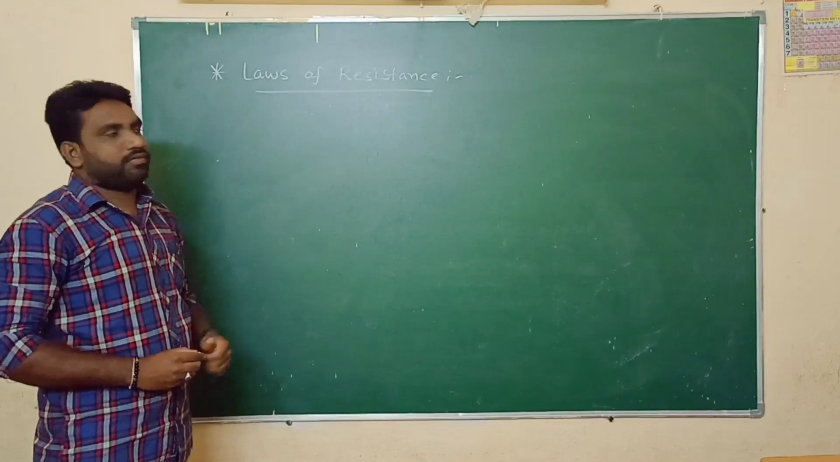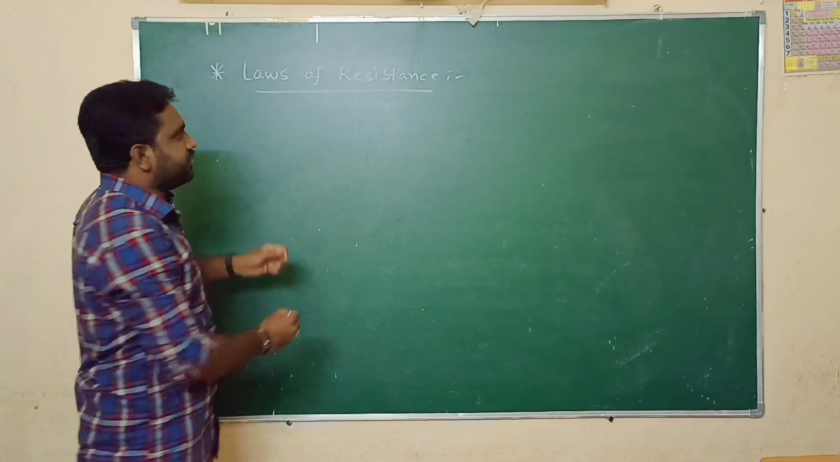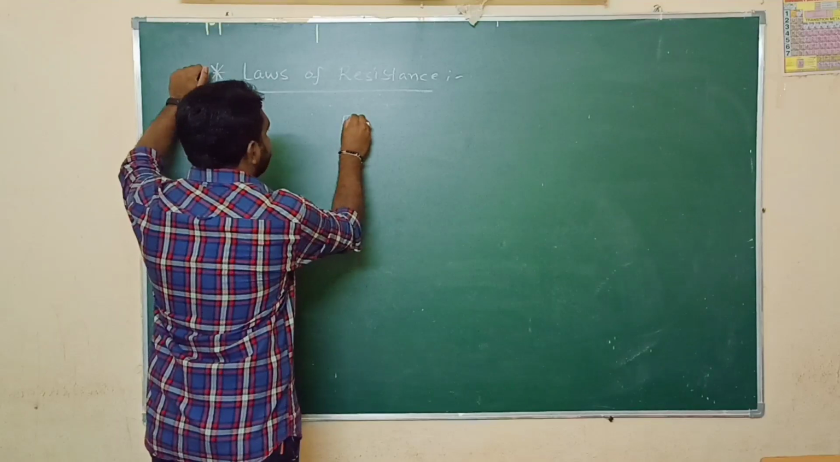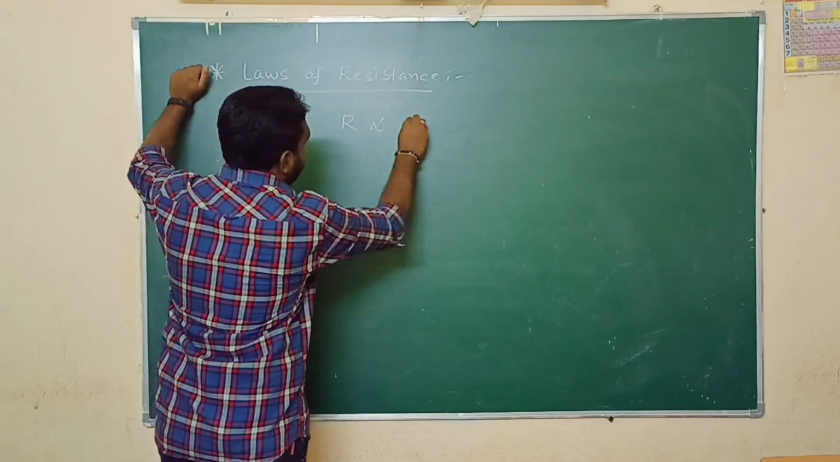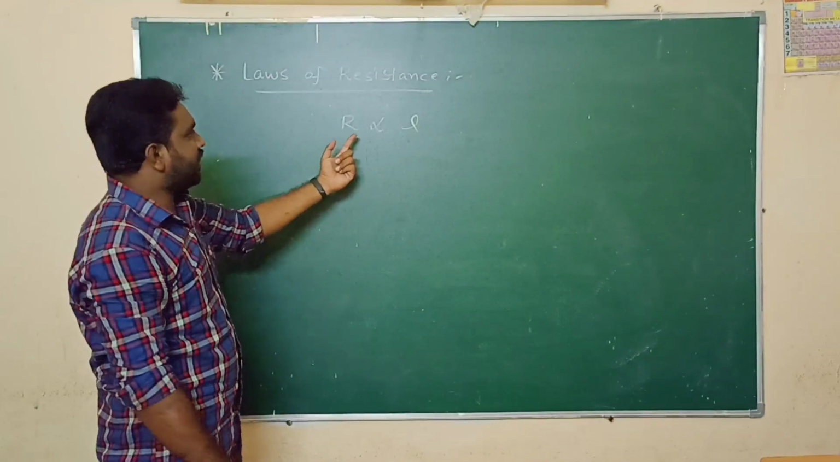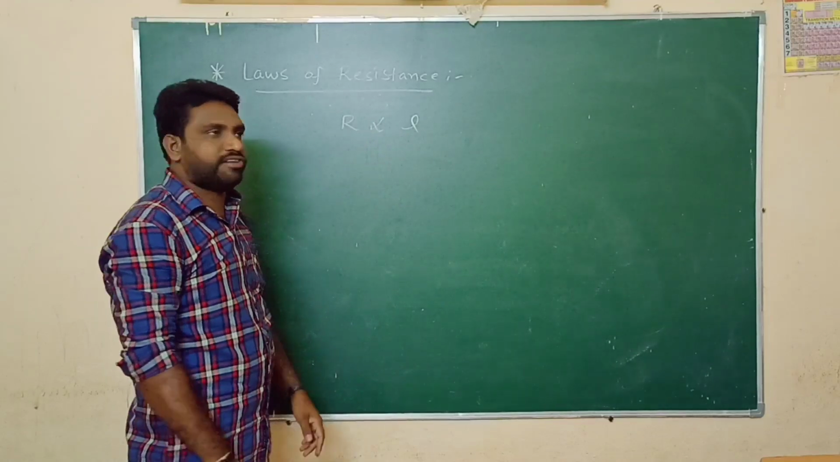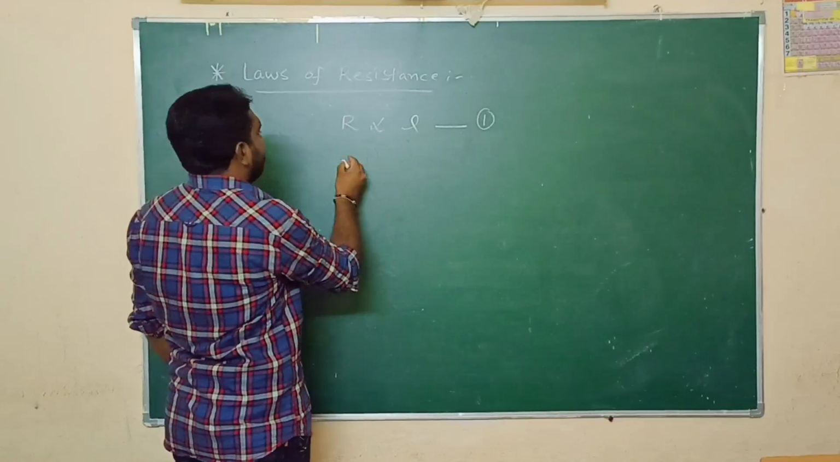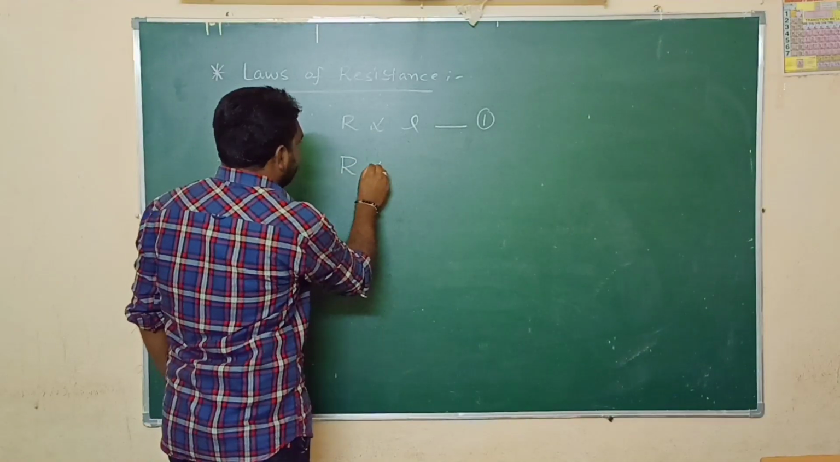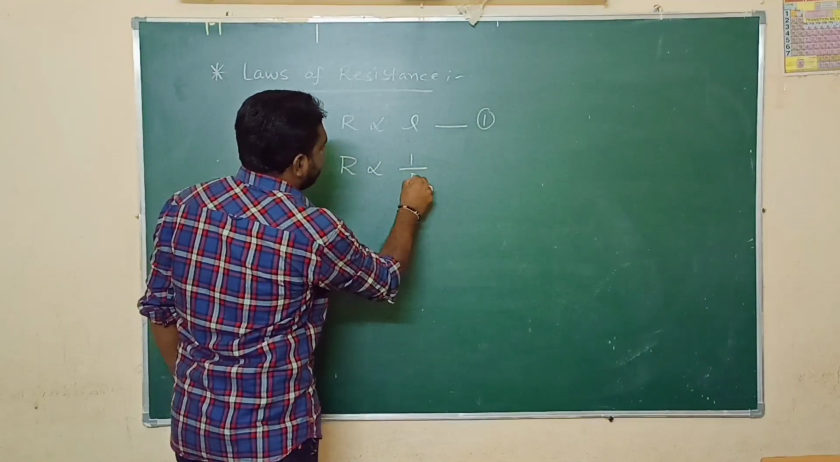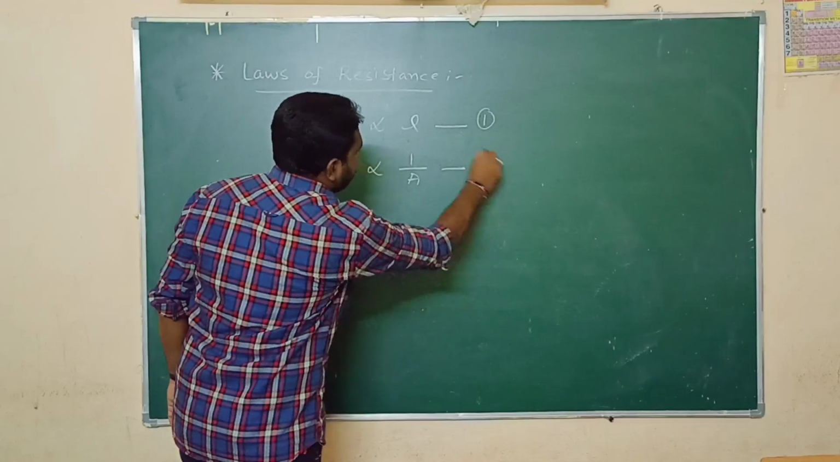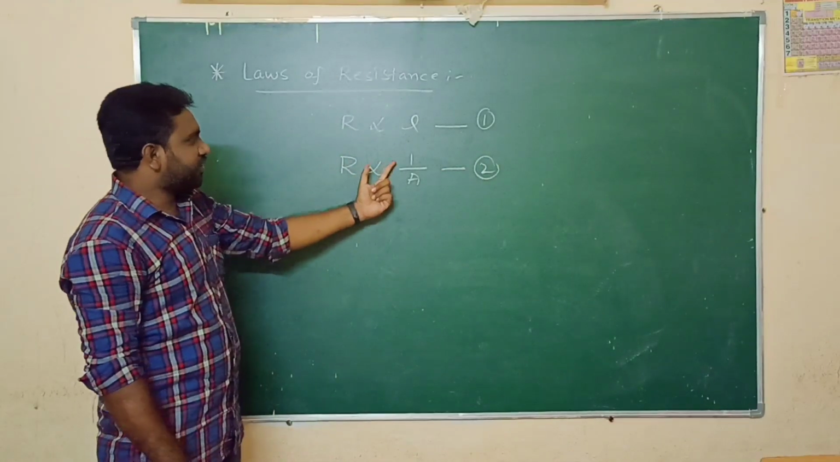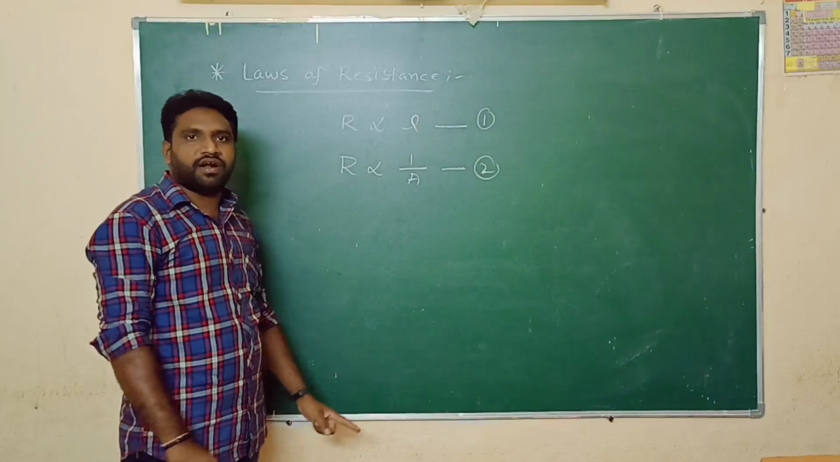From our previous activities we know that the resistance of the conductor is directly proportional to its length. So this is considered as equation 1. And next, resistance of the conductor is inversely proportional to its cross sectional area.